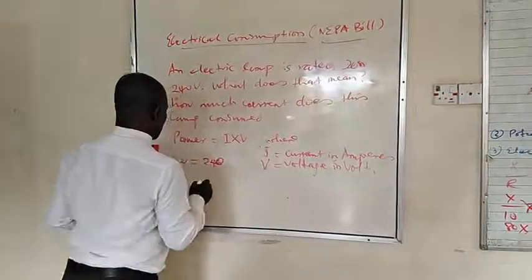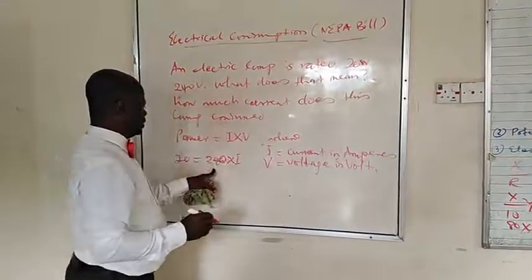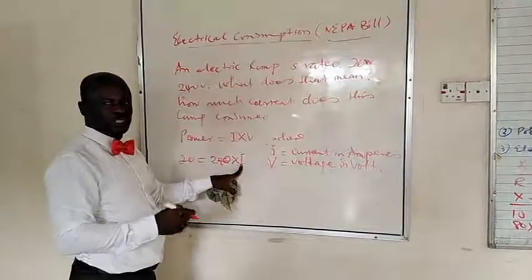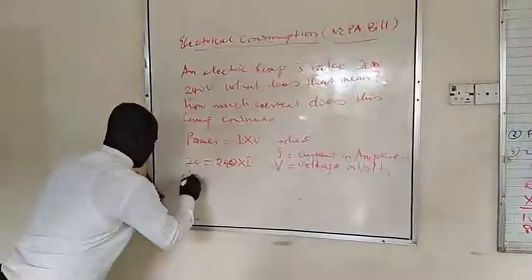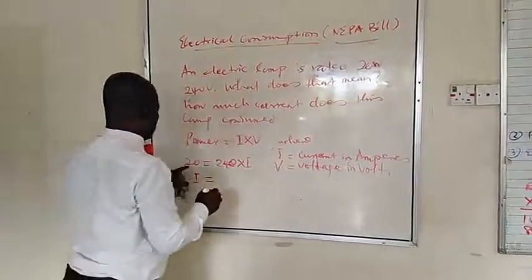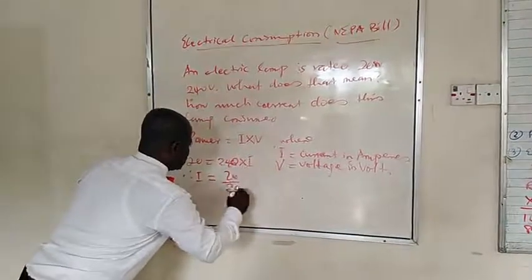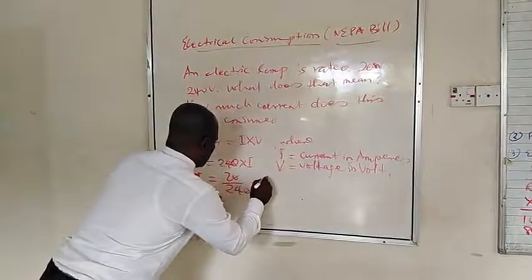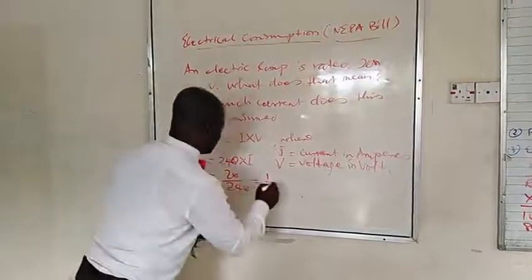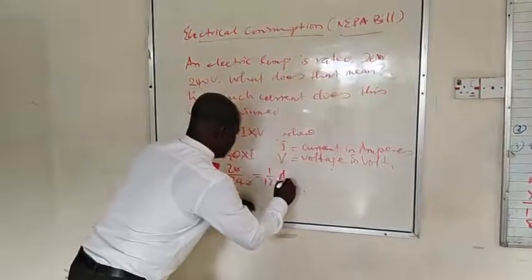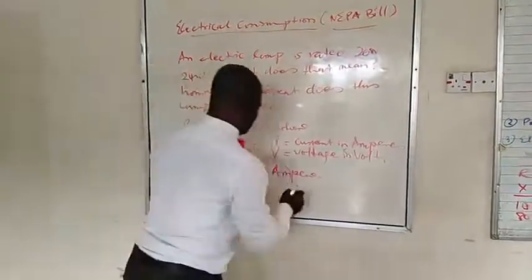240 volts. Now, that is the voltage times I. And we want to find the current which this particular lamp consumes. Therefore, we make I the subject of the formula. Therefore, our I is equal to 20 over 240. 0 cancels 0, and we have 2 over 24, which is 1 over 12. This amount in amperes will give you the current the lamp will consume, which is equivalent to 0.